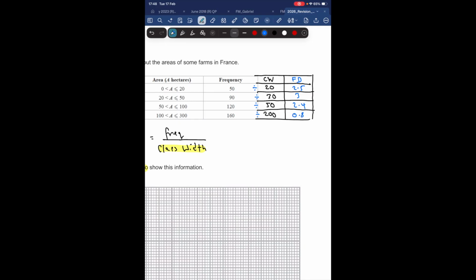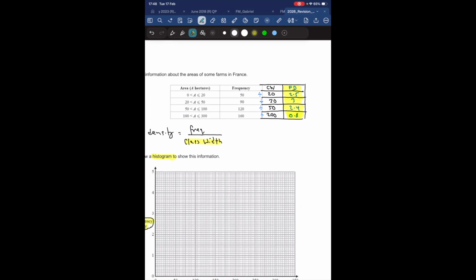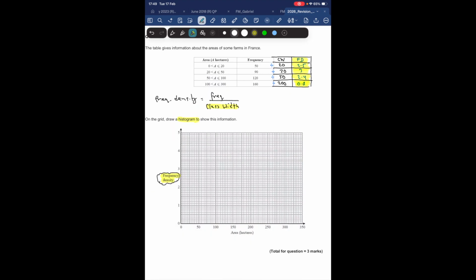Now, once I've calculated the frequency densities, which are these values here, we then need to construct the histogram, or the bar chart. In this case, constructing the histogram is a little bit straightforward because we've already been given the axis here: the frequency density is already scaled up, and we also have a scale for the horizontal axis. So if we look at the first bar that we need to draw on the graph, the first bar goes from 0 to 20 on the horizontal axis, and the frequency density is 2.5.